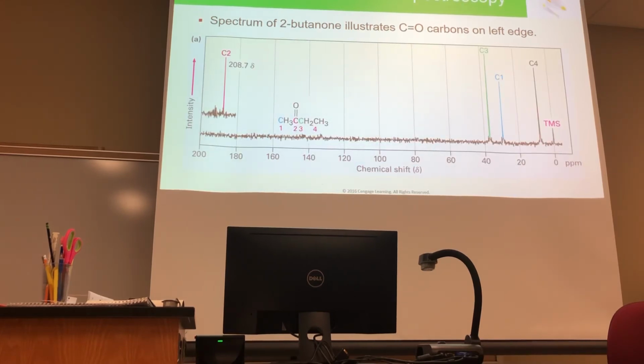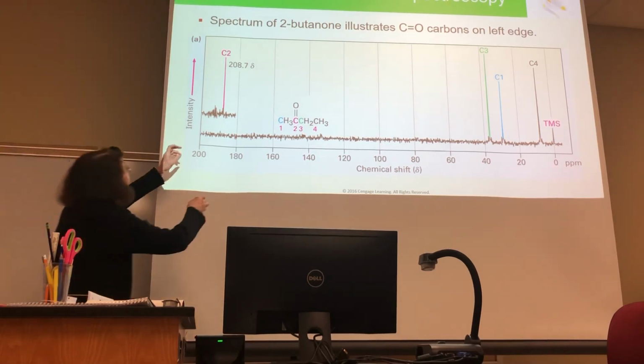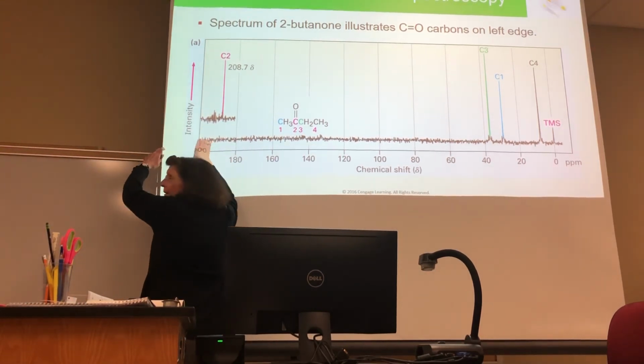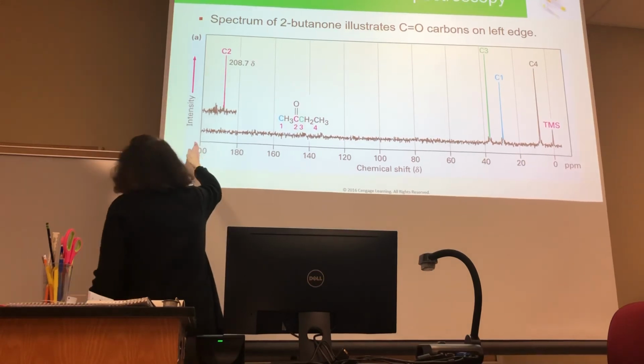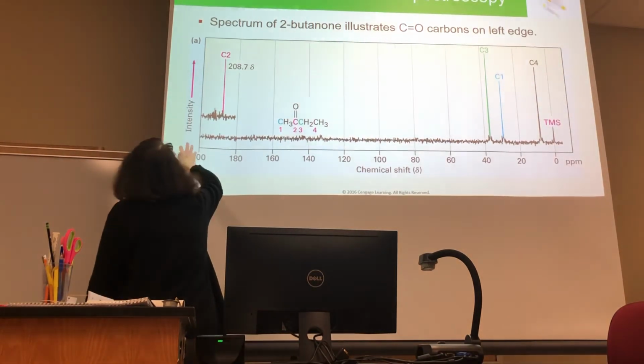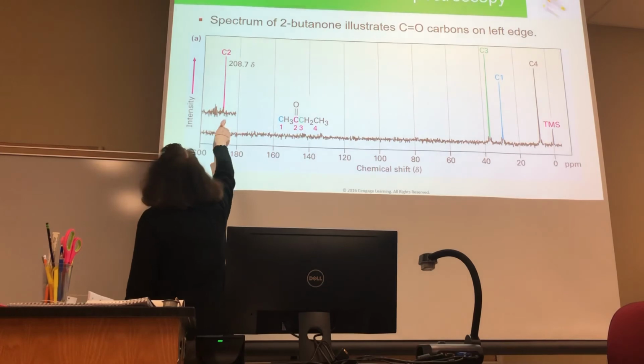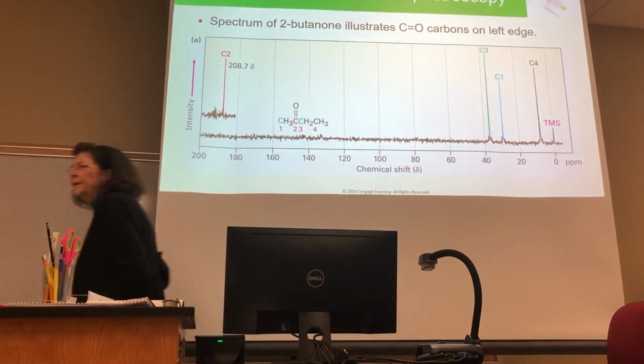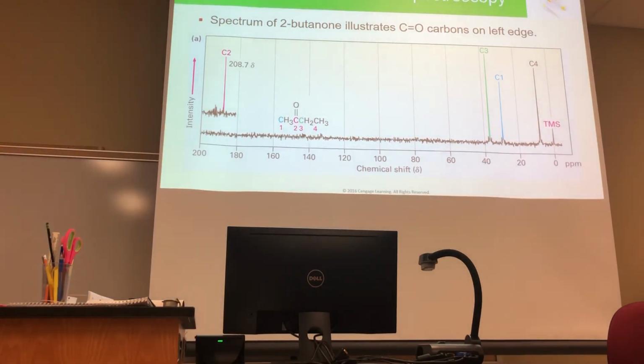So here let's look at 2-butanone. And everyone remember what this does? It means that we have to take this and put it here, because we're only going to go to 200, but we have something at 208. So the only thing we can do is put it like this and say what its number is. Okay, that's all that is.